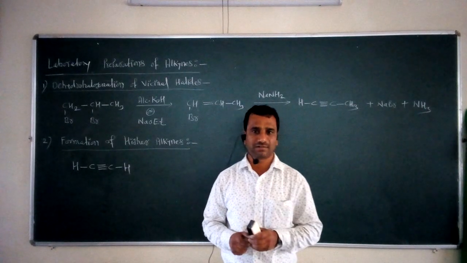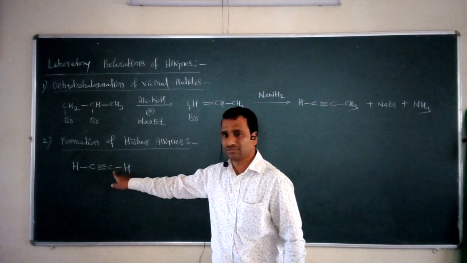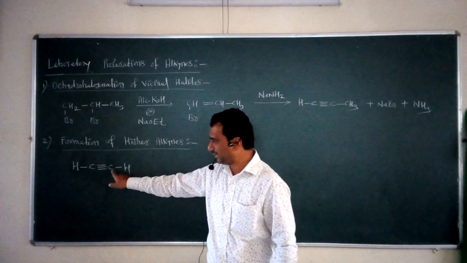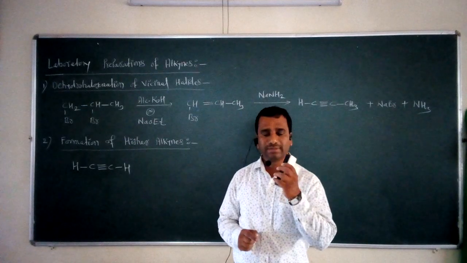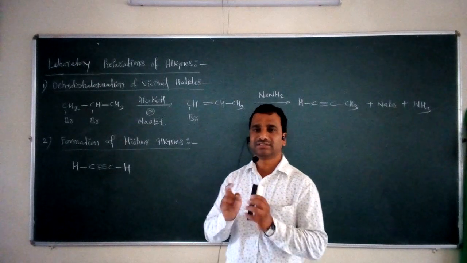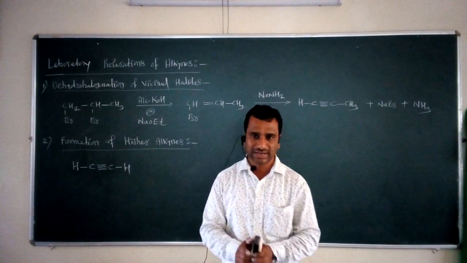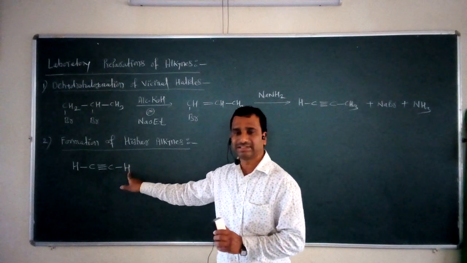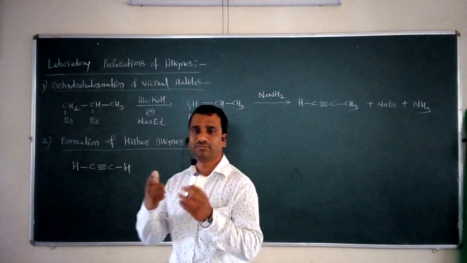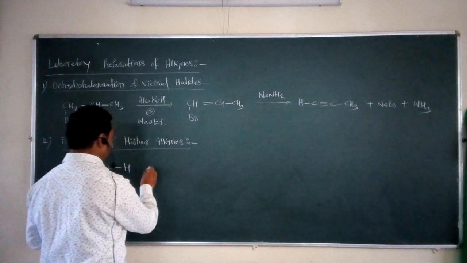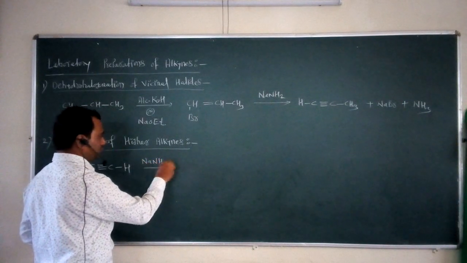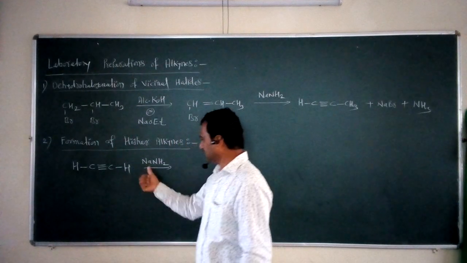And why is this an acidic hydrogen? Because this hydrogen is attached to a carbon whose hybridization is sp. If the hybridization is sp, there is 50% s character, and due to the more s character there is high electronegativity, and due to this, the hydrogen acts as an acidic hydrogen. What happens if we take a suitable base, for example NaNH2, or we may use KNH2? I take NaNH2 as a strong base.